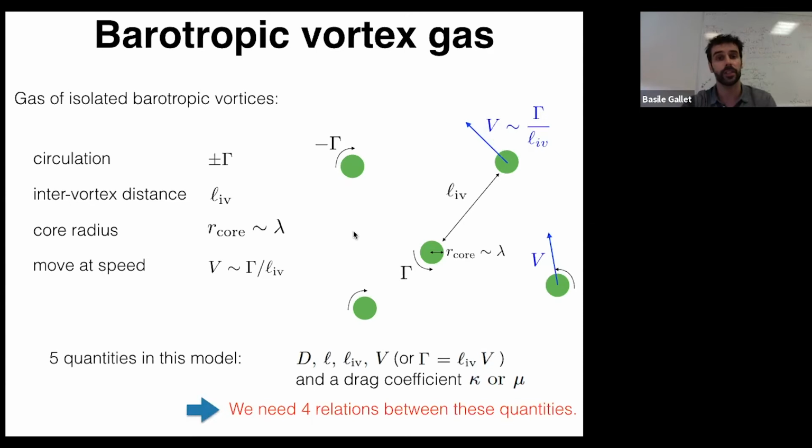Okay, so with this vortex gas picture, it looks like we've actually made things worse. We have even more parameters to understand. We have the diffusivity, we have the mixing length again, but now we also have the intervortex distance, and we have this velocity V at which the vortex cores move, or equivalently the circulation gamma, which is LIV times V, and a drag coefficient kappa or mu. So these are 5 quantities. If we want to have a fully closed scaling theory, we need 4 relations between these quantities, and these relations will be inside red boxes.